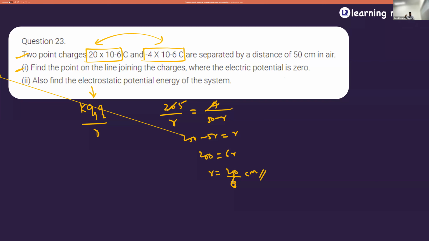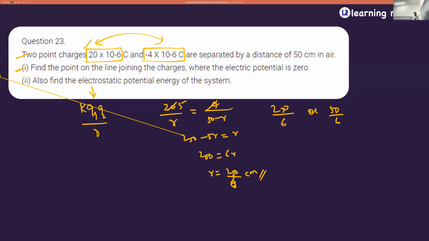Did anyone get the answer as 250 by 6 or 50 by 6? 250 by 6 you got, okay. You will get two options, either 250 by 6 or you will get 300 minus this, you will get 50 by 6. These are the two options that are possible. So if you get 250 by 6, it is from which charge? From this 20 into 10 power minus 6. You will get 50 by 6 from the negative charge.